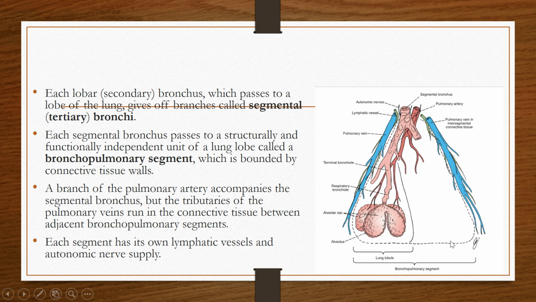Inside the bronchopulmonary segment, four structures are present. Number 1, bronchus. Number 2, segmental artery. Number 3, lymph vessels. And number 4, autonomic nerves.